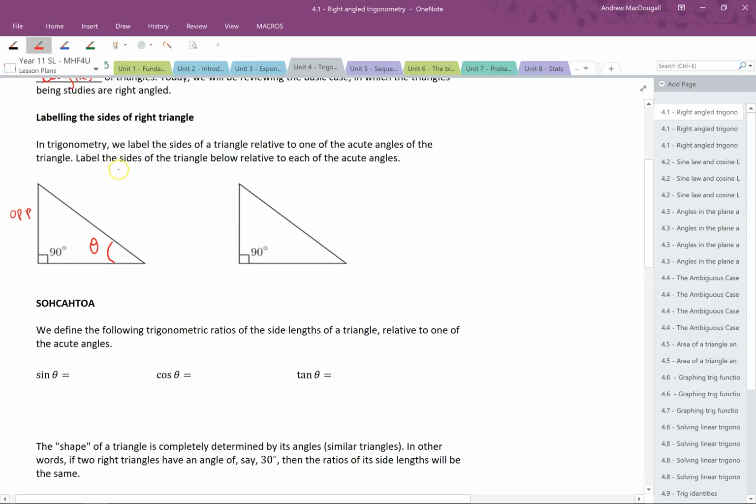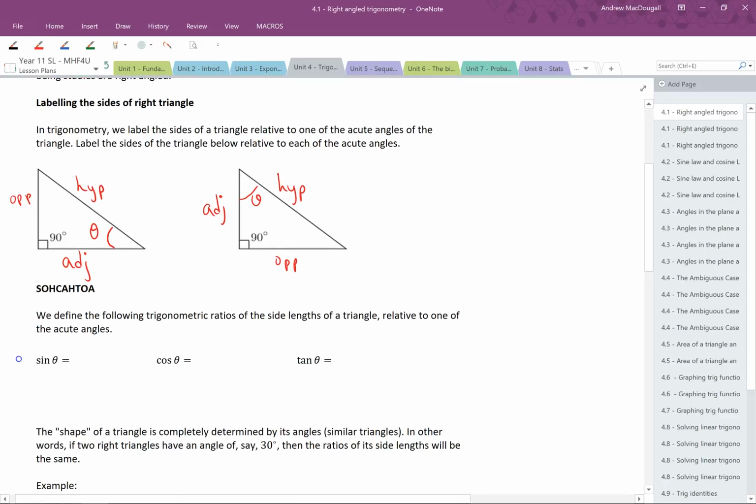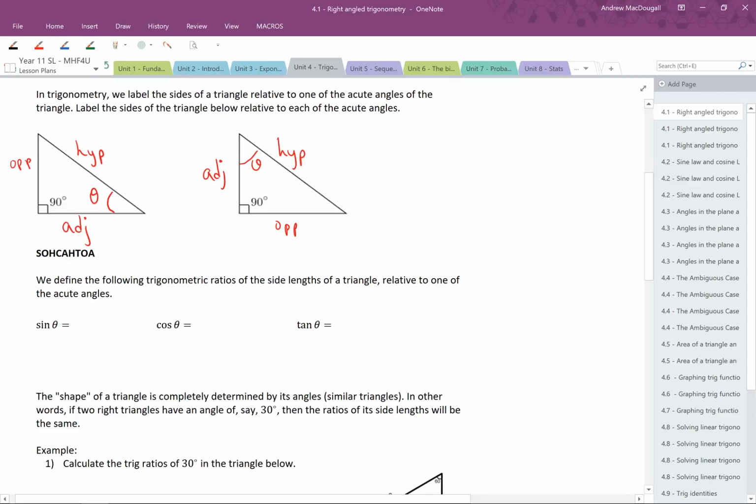Remember, we would call this the opposite side. The one across from the right angle is the hypotenuse. The third side is the adjacent. Or if we had chosen this to be our angle we're talking about, opposite is right across from the angle, hypotenuse always across from the right angle, and the other is adjacent, the one touching the angle that is not the hypotenuse. And we look at ratios of these side lengths because any other right triangle with that same angle will be similar to the one that we're talking about, and so the ratios of its side lengths will be constant.